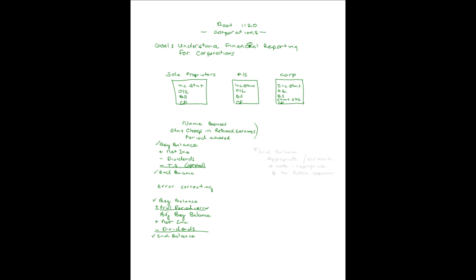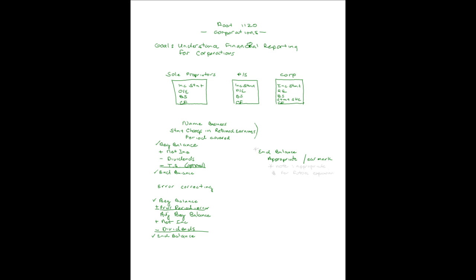There is something you might want to do with your ending balance. The ending balance of retained earnings is sometimes greedily looked upon by stockholders, hoping for a dividend. But you can appropriate part of that. And what that means is that you earmark part of that for maybe future plant expansion or something.